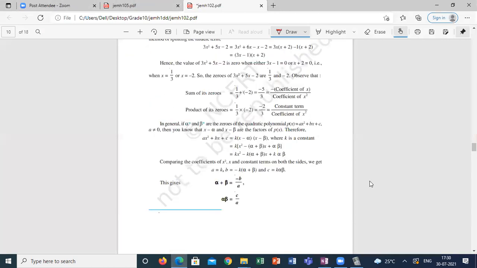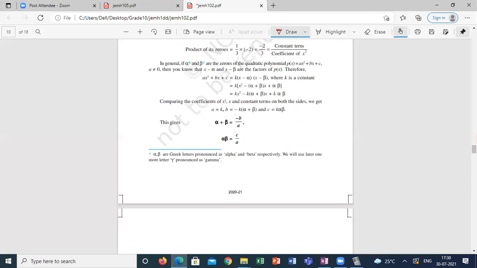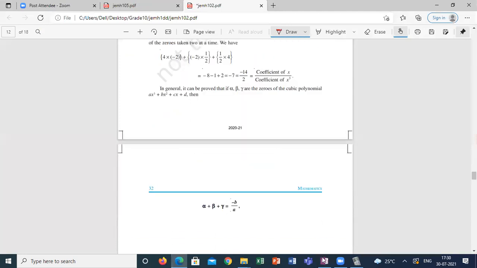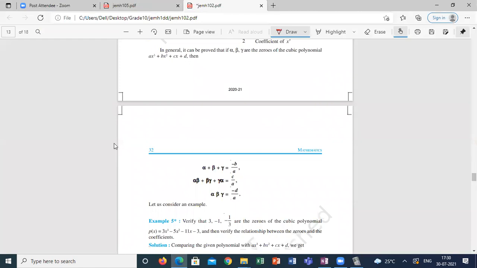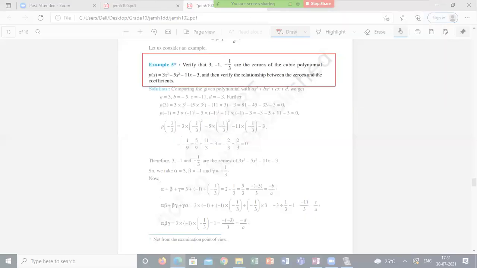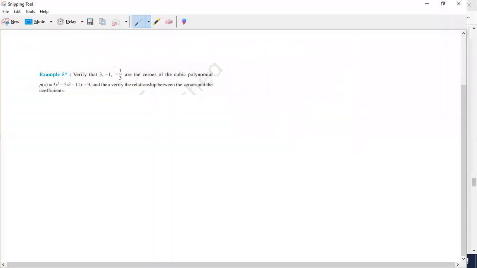For cubic also I have done. Can you try this question, guys, everyone, for a minute? I am giving 2 minutes. Can you try using the help of this discussion? Anyone can try this question. Guys, please read the question and try. Please verify whether these are the zeros of the polynomial or not. Then verify the relationship between zeros and its coefficients.